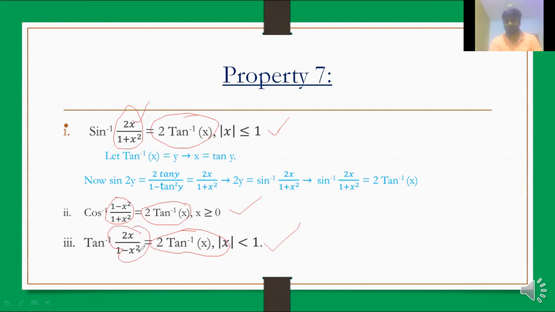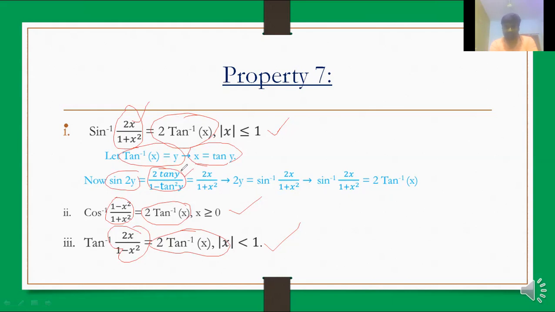Anyway, I'll show the proofs also. See, the proof for the first formula. Let me take the RHS first and take the RHS as y, and from that x equals tan y. Correct? So keep it aside. Now let us consider sine 2y. The sine 2y formula is 2 tan y by 1 minus tan square y. So like that I'm writing in terms of y now.